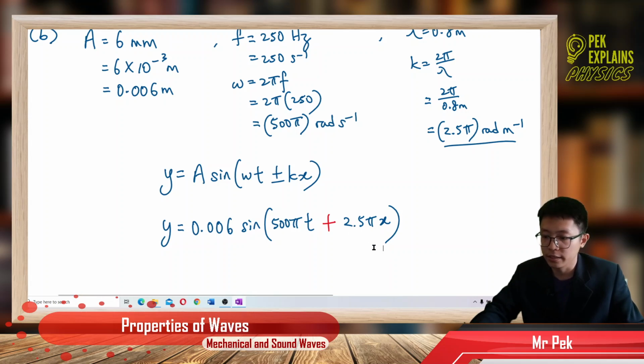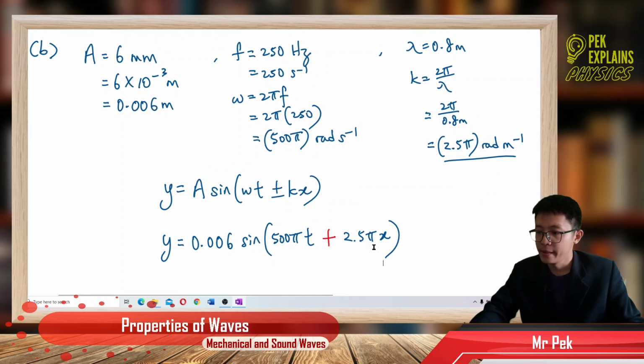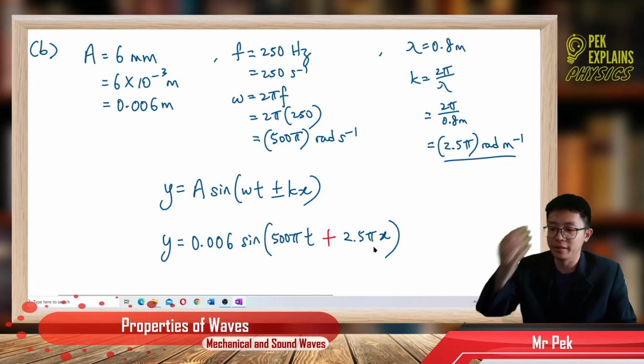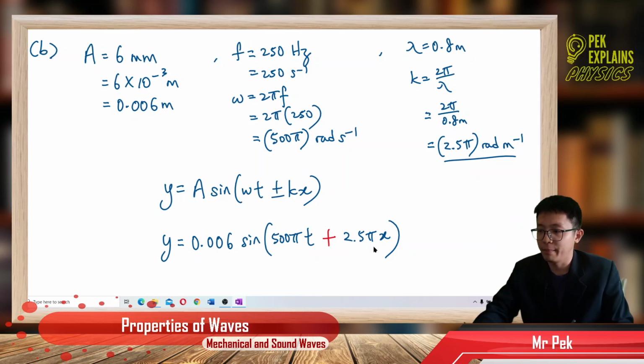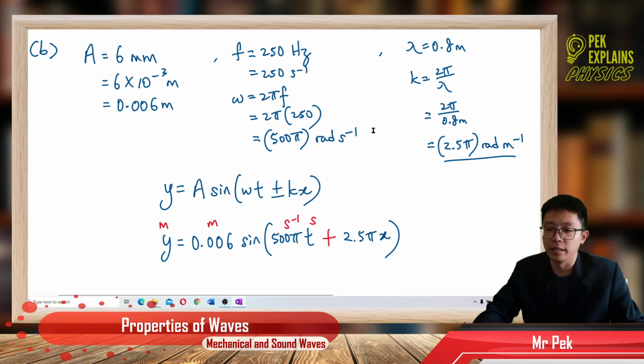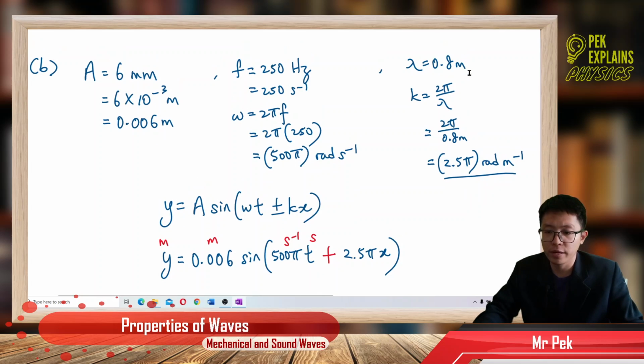That's it. Okay, so what is my unit for all? Just now I already changed to SI units, that's why I have no worry. My amplitude is already in meter, so my y is in meter. I already changed omega to radian per second, so my time is in second. My wavelength is in meter and my k is per meter, so my x is in meter also.